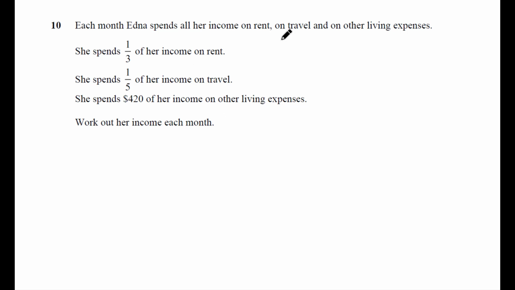Edna spends all her income on rent, on travel and other living expenses. So I'll keep this in fraction form. She spends 1/3 on rent, 1/5 on travel, and she spends £420 on other living expenses. Work out her income each month.